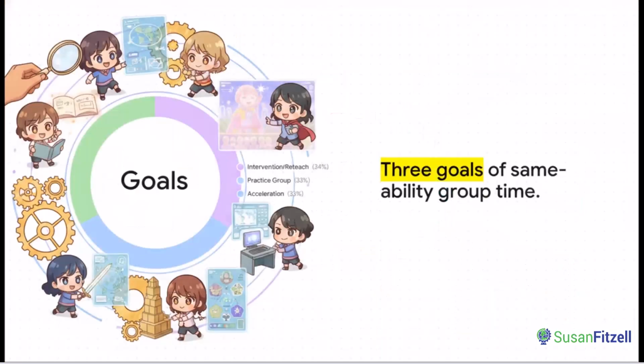Okay, let's look closer at that day 2 same ability group time, because 3 totally distinct goals are happening simultaneously here. Slice 1 is your intervention and reteach group. That's you working directly with the kids who need you the most. But what about everyone else? Well, Slice 2 is your practice group, where they're just solidifying their skills. And Slice 3, that's the acceleration group. These are your early finishers, your experts.